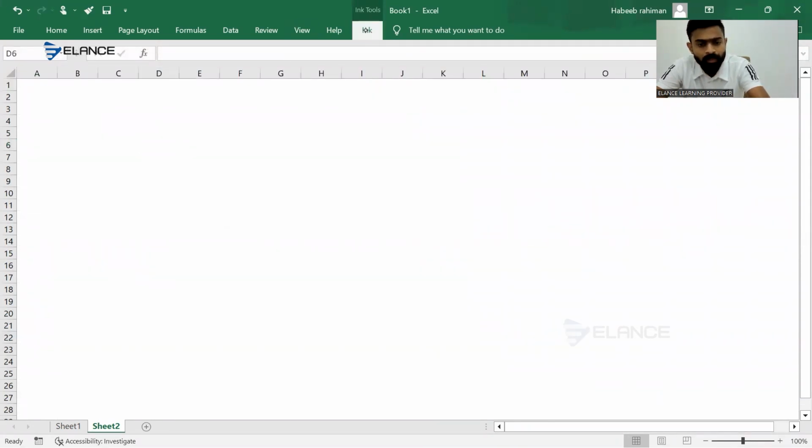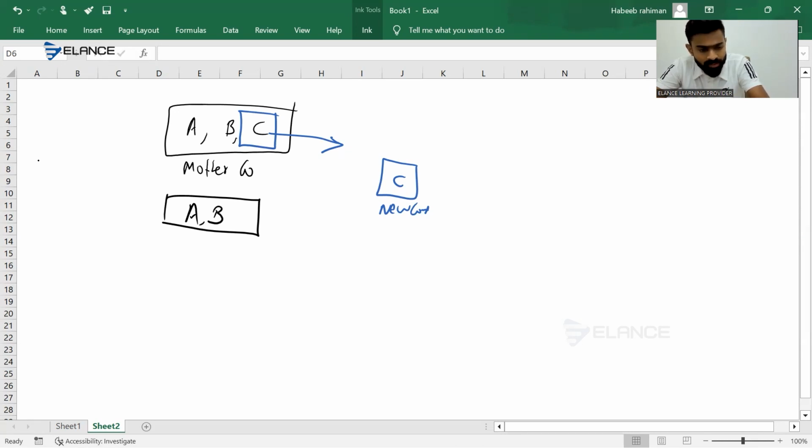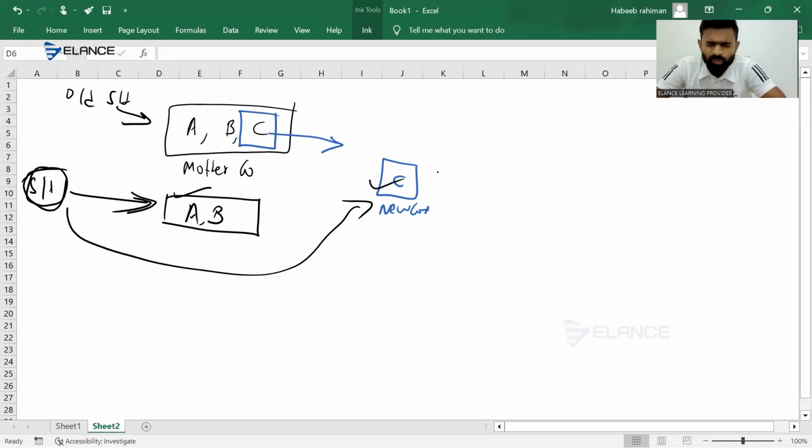Assume this is a company named mother company. Mother company consists of 3 departments or divisions A, B, C. Now we decided to spin off this division to a separate company. Now we'll create a separate new company. Now the old company will be A and B only. But the shareholders of this company and this company will remain the same. Whoever is the old shareholder continues to be the shareholder of the mother company and the new spin-off company. There is no change in shareholders.